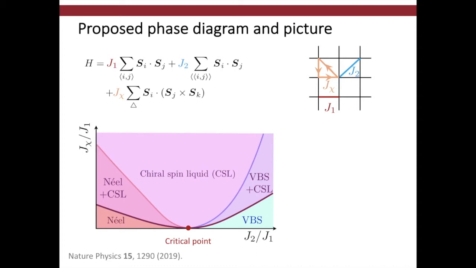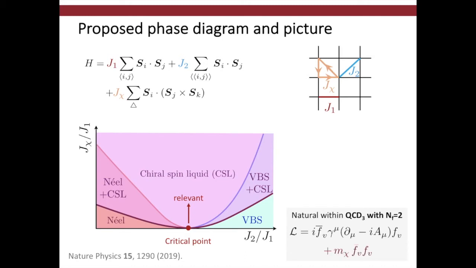First of all, we assumed that J chi is a relevant perturbation to the critical point. That is, the system immediately enters the chiral spin liquid when turning on J chi at the critical point. This is in fact natural from the point of view of the aforementioned critical theory, since J chi assumes the form of a Dirac mass, M chi, in that field theory, and hence is expected to be relevant.